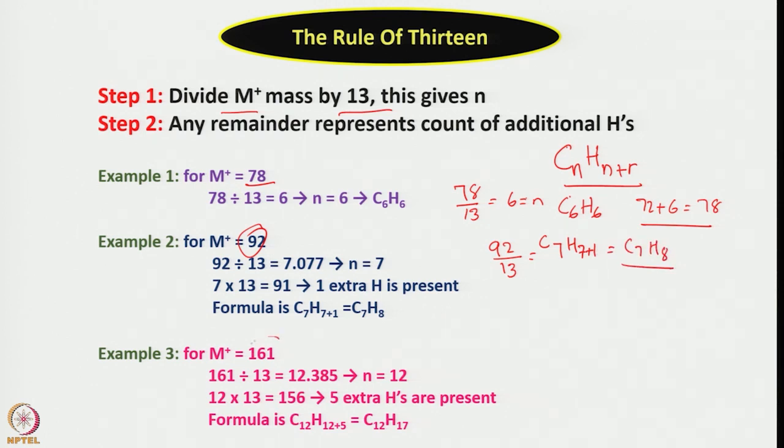Now, we have 161. What we get is, so we get 5 extra, so this is 17 here.